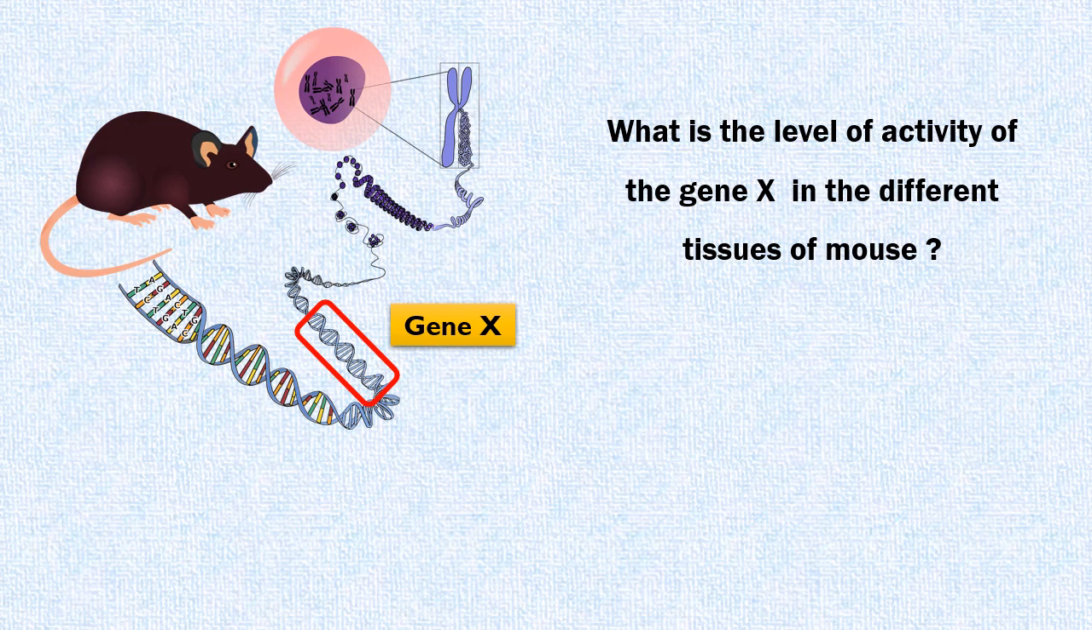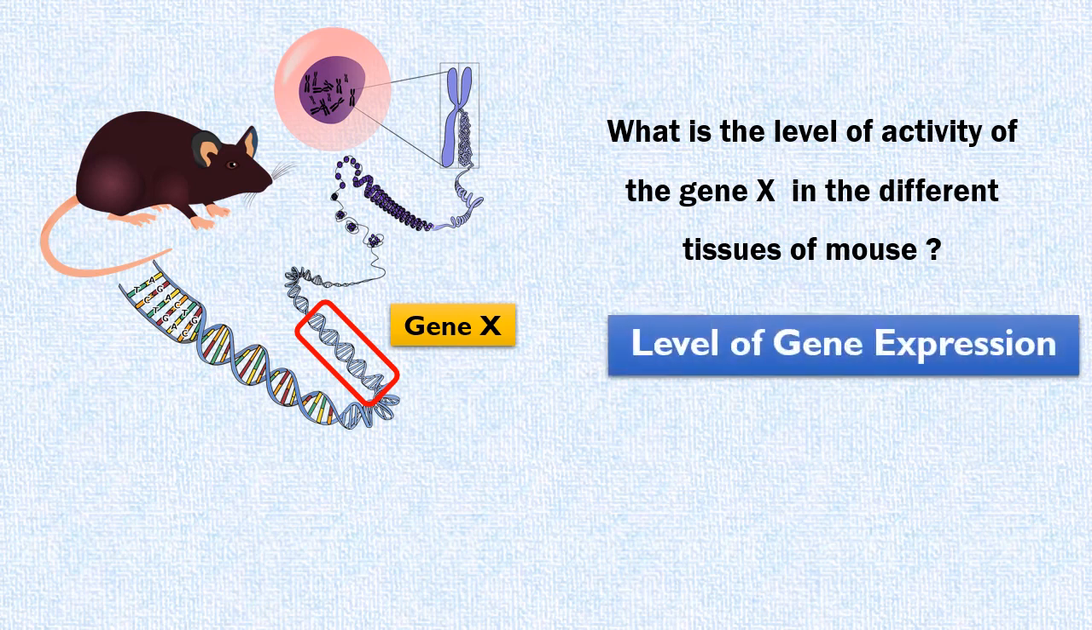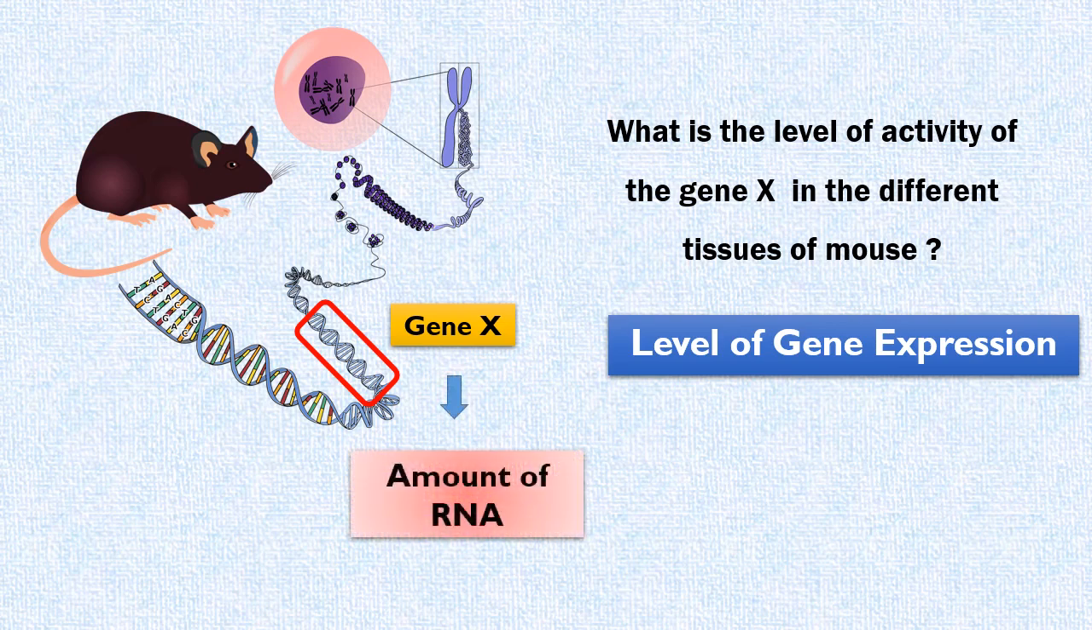By the term active I mean, at a given time, how actively this gene is transcribed. In biological vocabulary, we want to study the level of gene expression in each case. Level of gene expression can be easily determined if we find out the amount of RNA transcribed from gene X in each tissue.